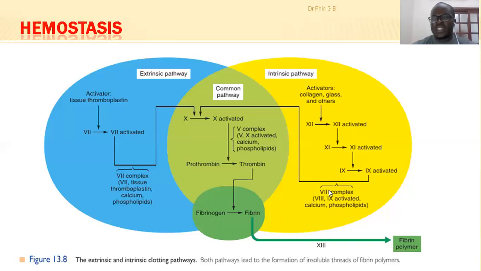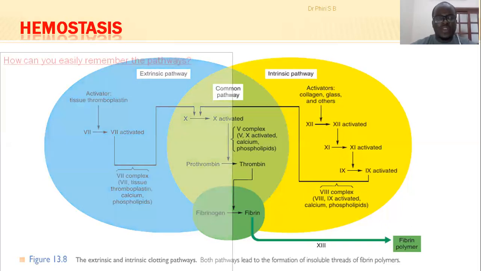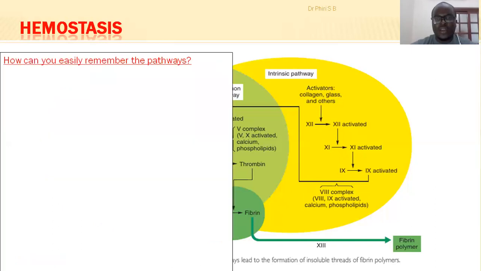So from this complex, it's very difficult to remember. So now, how can you summarize this complex so that you can easily remember these complexes? So I'm going to share with you how you can remember that. So when I was still a student, how we could remember these intrinsic and the extrinsic, we had summarized it this way. So I'm going to use this just to summarize the factors. So this is how you can easily remember the pathways.